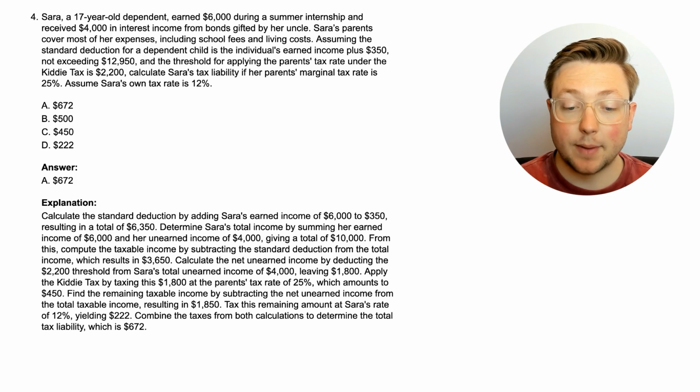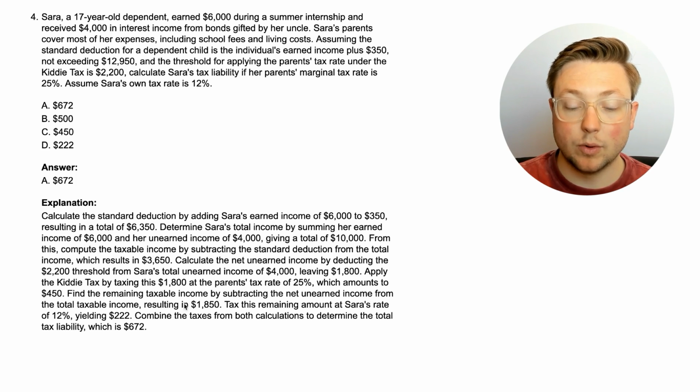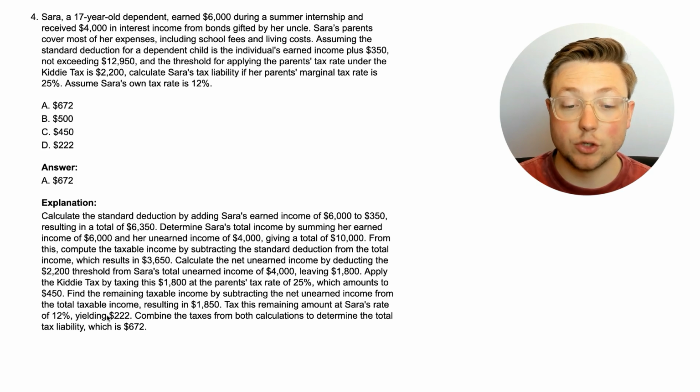And then you find the remaining taxable income by subtracting the net unearned income from the total taxable income that we left up above here, giving you the $1,850. And then that amount is taxed at her rate, which was 12%, yielding $222 of tax. So you add those together and get $672 of tax. Okay, we've learned a lot. Let's go ahead and go to the next question.